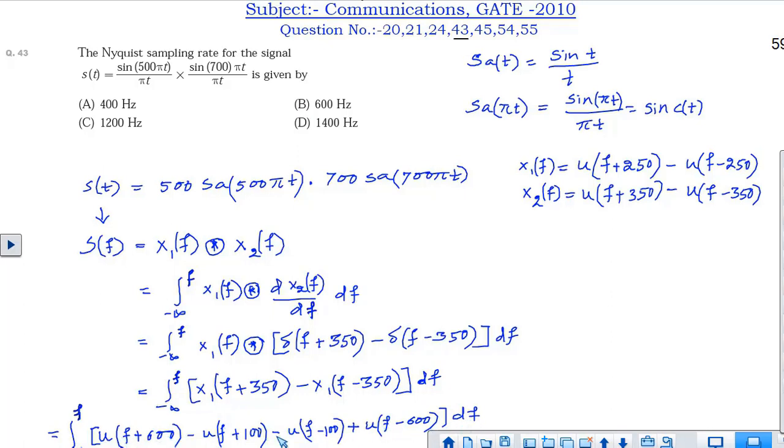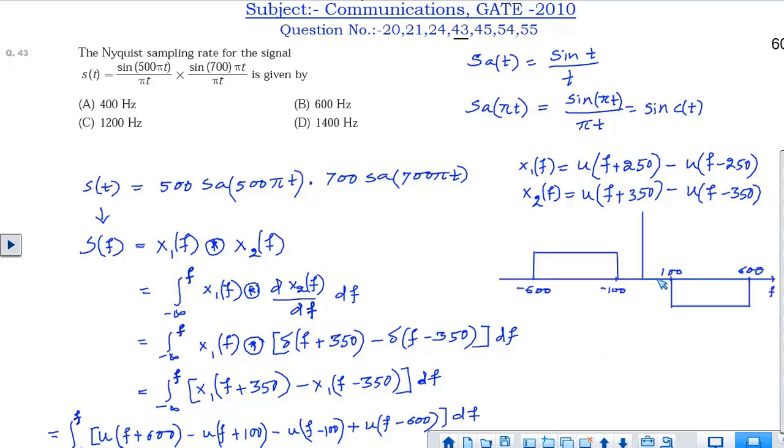Now let us represent this unit step function in waveform. It will be looking like this, because u(f+600) will be up to this point and u(f+100) will be up to this point. As it is subtracted, we will have a square wave whose magnitude is simply 1. This part is represented like this, and this part also you can represent like this. So this is the waveform, and it will be integrated with respect to f, from minus infinity to f.